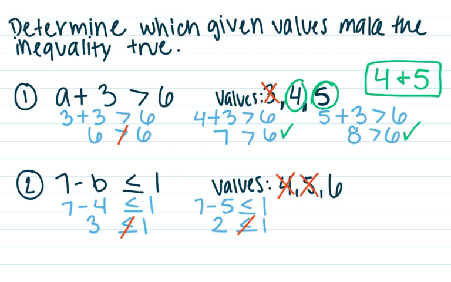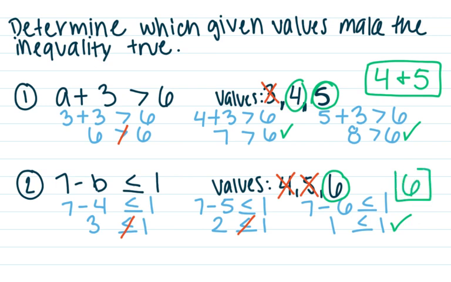So let's try 6. 7 minus 6 is less than or equal to 1. What is 7 minus 6? It is 1. Is 1 less than 1? No, it's not. Is 1 equal to 1? Yes, it is. And all it takes is one yes to make this a true statement. So that tells me that 6 is the only value in my list that makes this statement true.